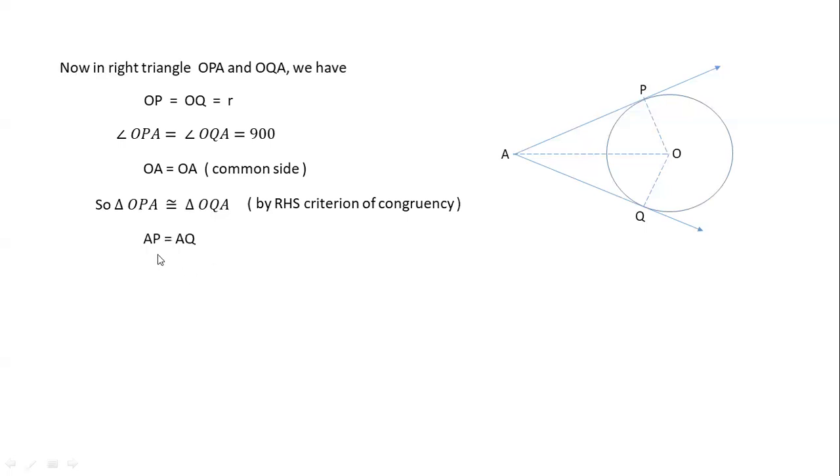So we can say that AP is equal to AQ, because they are corresponding parts of congruent triangles. Clear? So these two sides are equal. This is what we had to prove. Hope you understood.